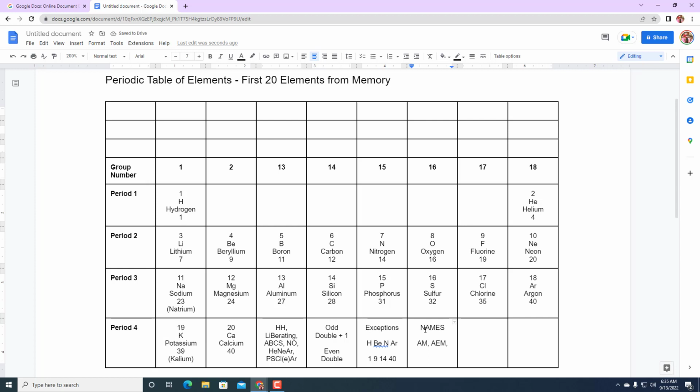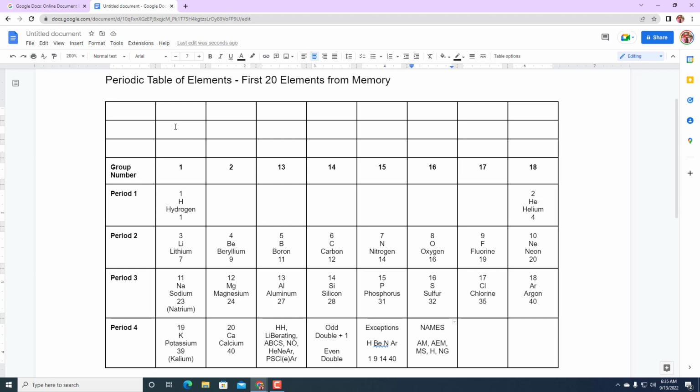I'm going to talk a little bit about the metalloid stairs, which is not a group as much as it is recognizing where we separate metals and nonmetals, MS. Then we have the halogens, and then the noble gases. Okay, so we'll put these up. But I just put this here because if you look at names, the word names, AM, AEM, and MS are all part of that.